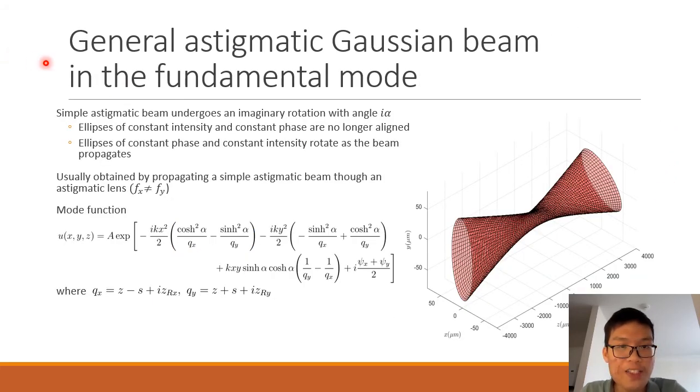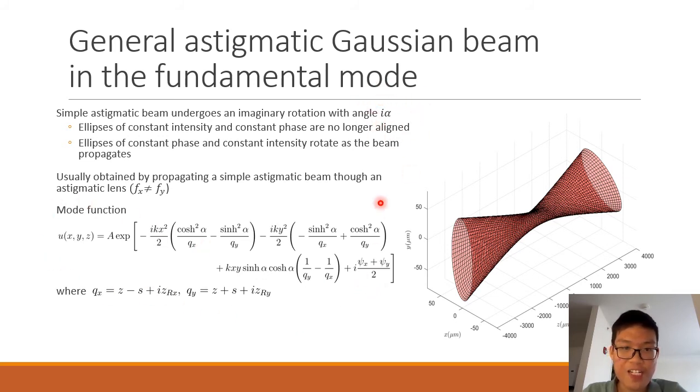And then we will move on to general astigmatic Gaussian beams. So mathematically, they are created by rotating a simple astigmatic beam by an imaginary angle i alpha. So what it does is it twists the beam, so the ellipses of the cross sections are no longer aligned with the x and y axes, but instead they rotate as the beam propagates. And in reality, this can be generated simply by propagating a simple astigmatic beam through a non-symmetric lens. And here's the mode function.